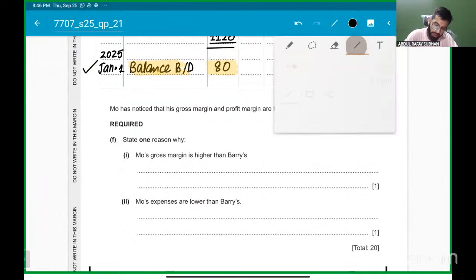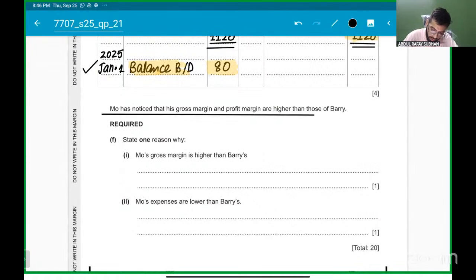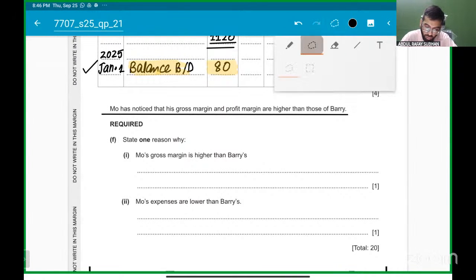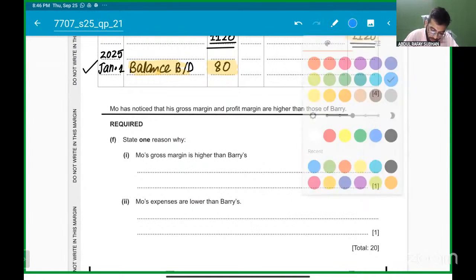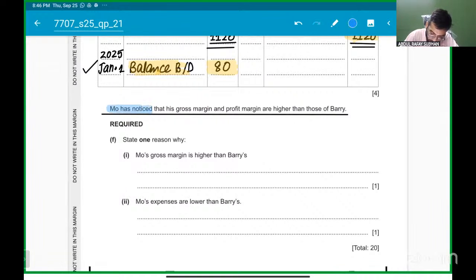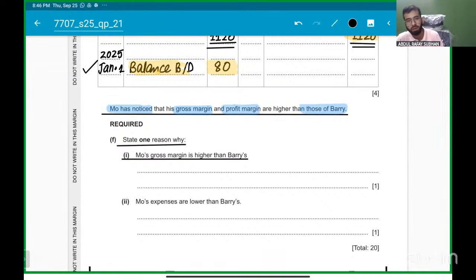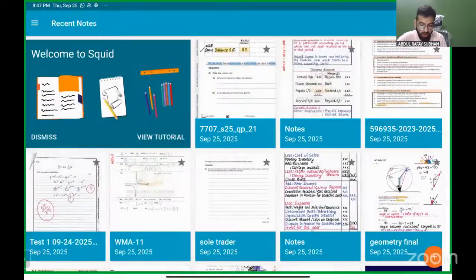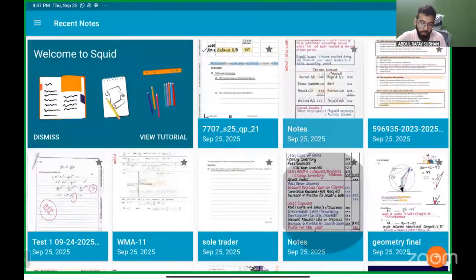The next one is that the person Mo has noticed that his gross margin and profit margin are higher than those of Badi. So we have to state one reason, from a theory perspective, why Mo's gross margin is higher. So we are Mo, the person, and why our gross margin is higher than the profit margin.